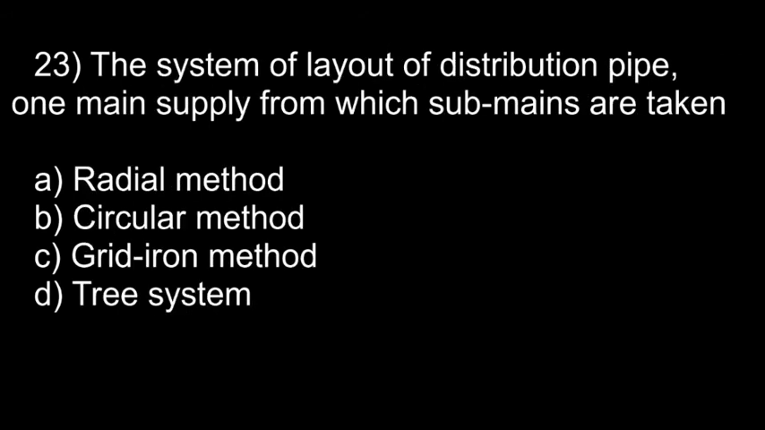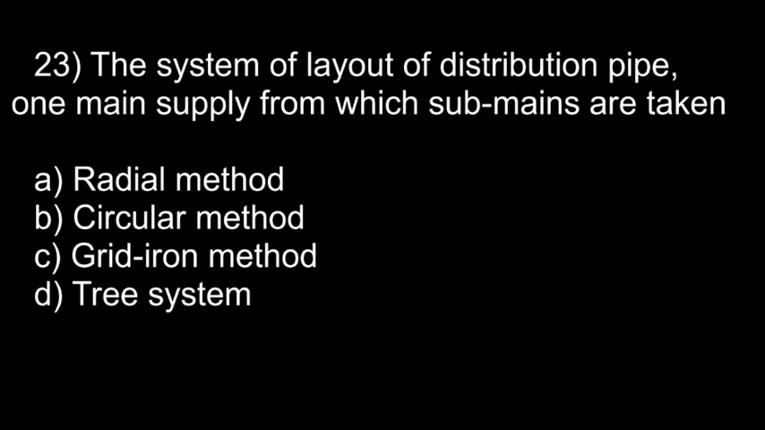The system of layout of distribution pipe, one main supply from which submains are taken, is known as option A, radial method, option B, circular method, option C, grid iron method, and option D, tree system. The answer is option D, tree system. System of layout of distribution pipe, one main supply from which submains are taken, is known as tree system or dead end system. The system of distributing water efficiently to the customers is known as water distribution system.